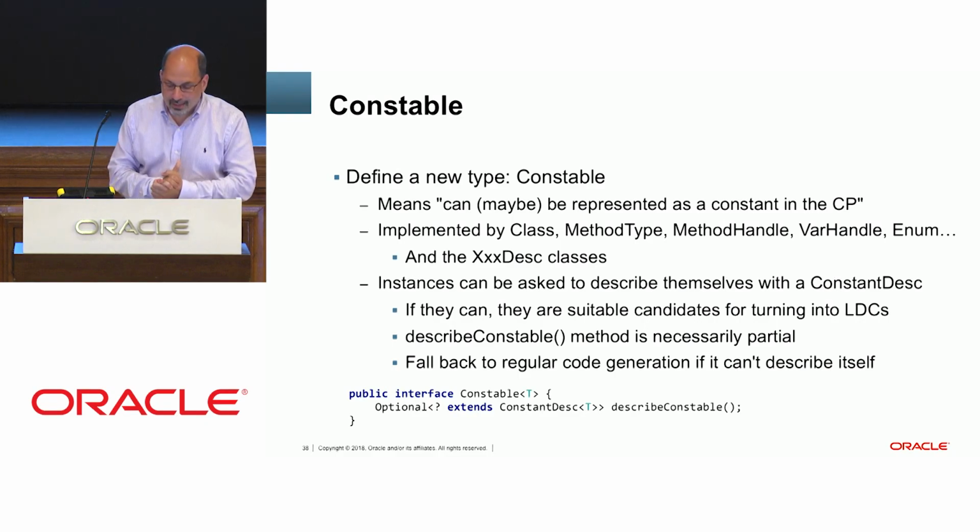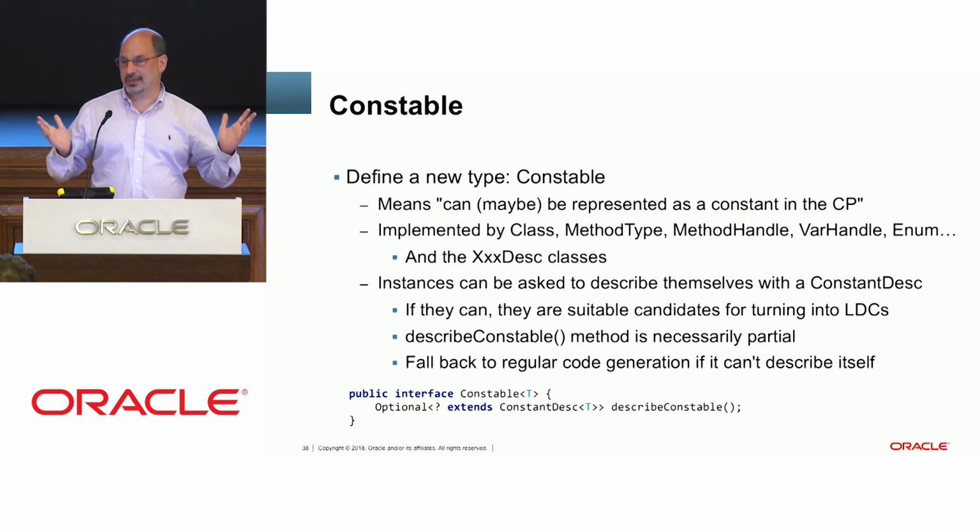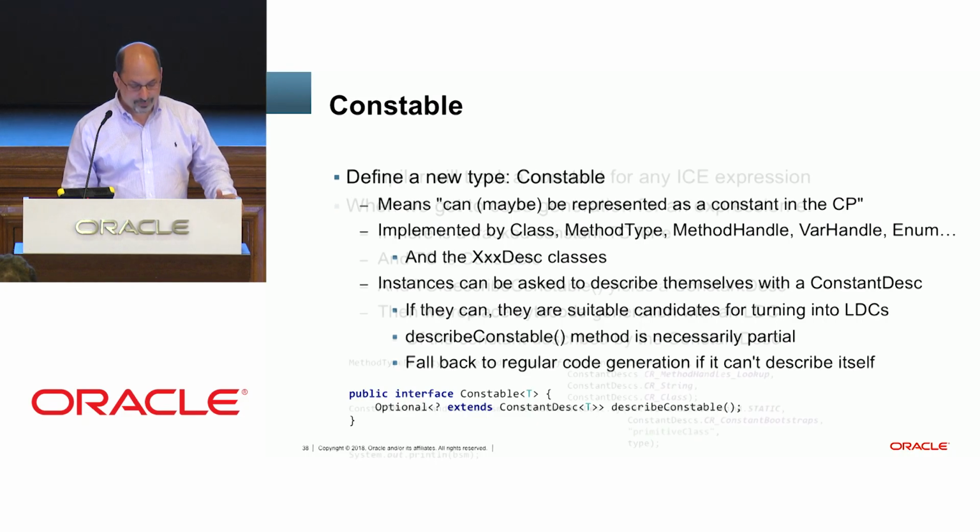descriptor. And then we retrofitted that interface onto class and method type and method handle and var handle and enum and all of the things that are morally constants, in the JDK, and onto the descriptor classes because those are constants too. And so you can ask one of these instances, describe yourself as a constant desc, and maybe they can, in which case they're suitable for turning into LDCs. And if they say no, I can't describe myself, then fine, you just generate some bytecode.